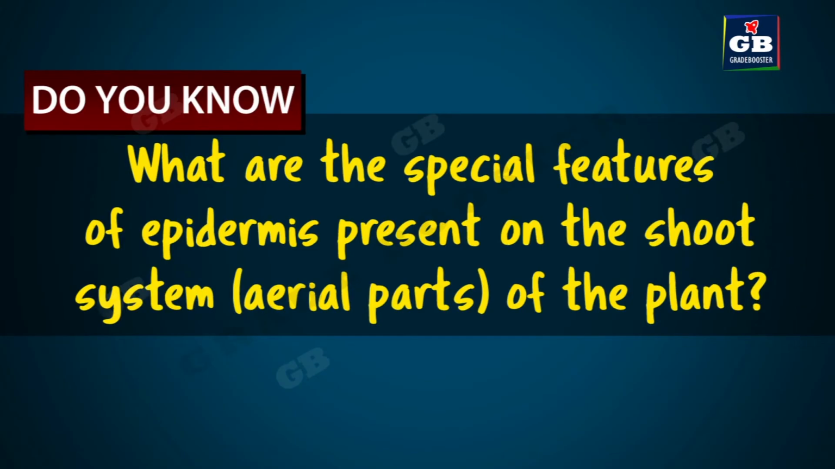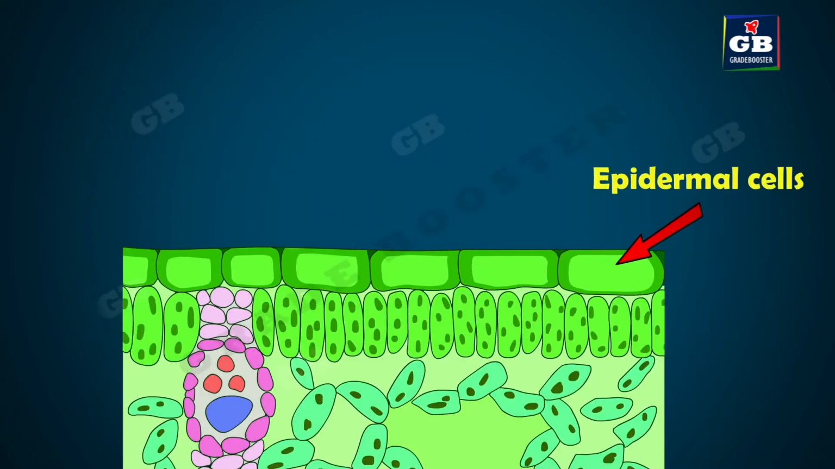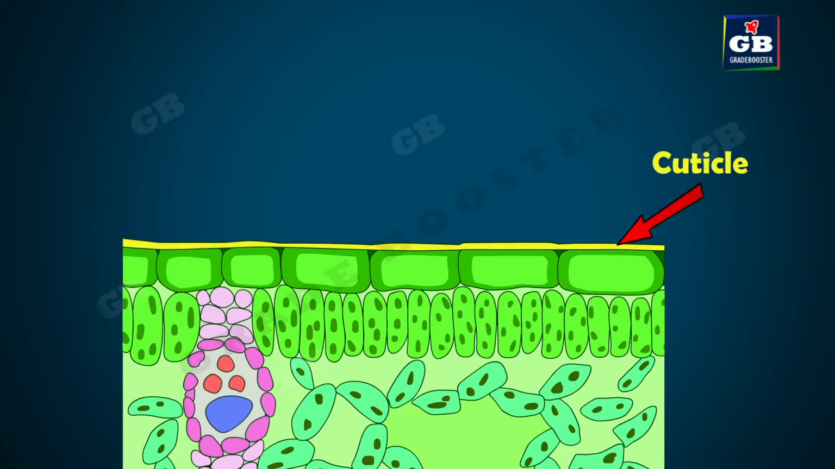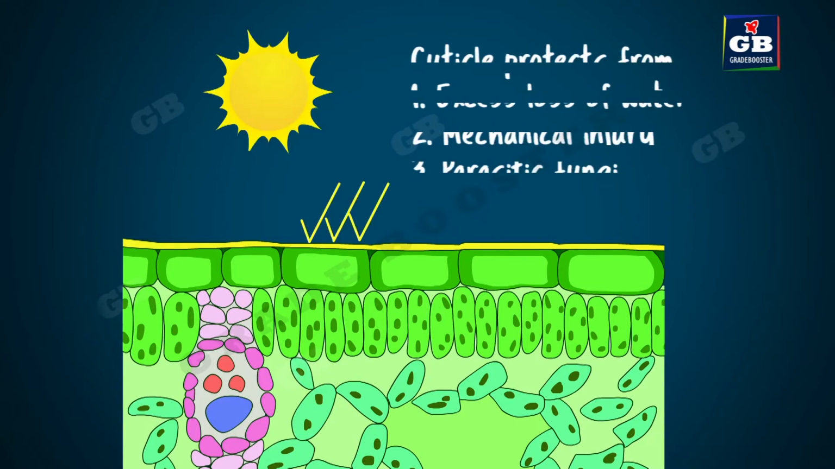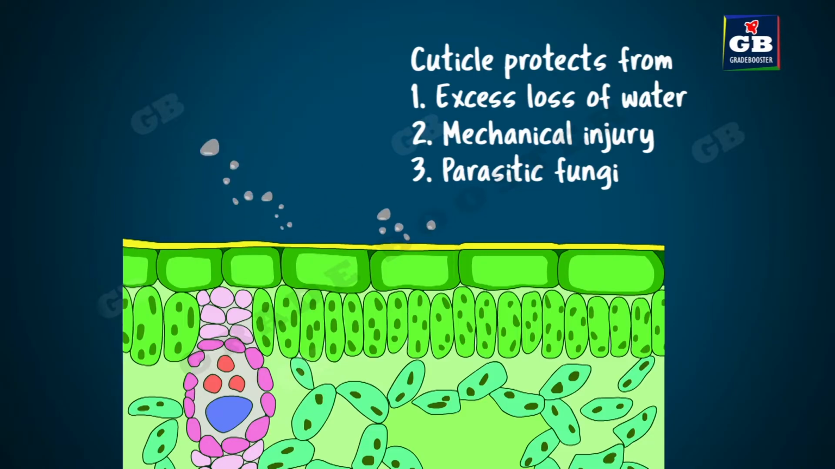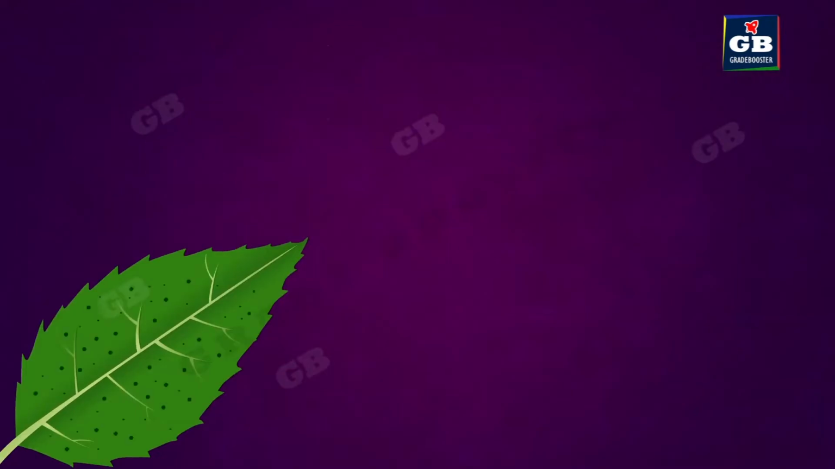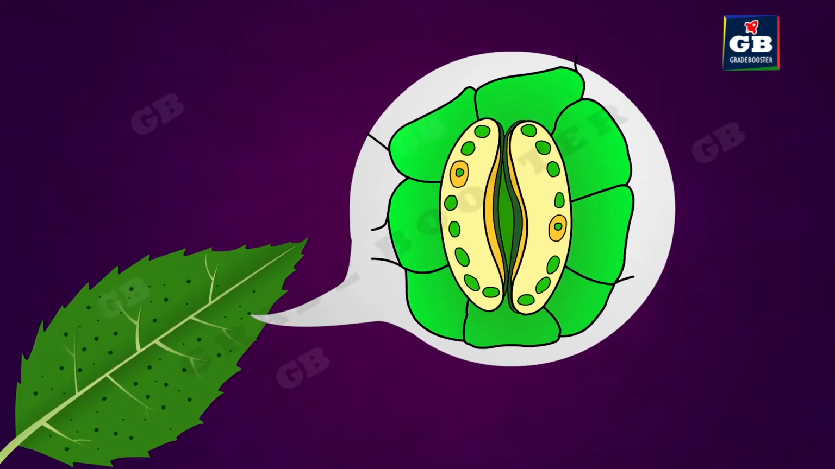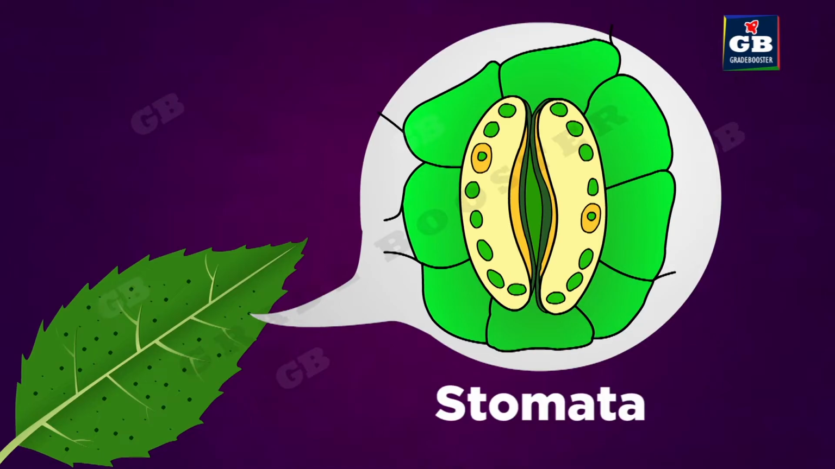What are the special features of epidermis present on the aerial parts of the plant, that is, the shoot system of the plant? The epidermal cells of the aerial parts of the plant secrete a waxy, water-resistant layer on their outer surface. This waxy layer is called cuticle. It protects the plant parts from excess loss of water, mechanical injury, and from parasitic fungi. Epidermis present on the leaf has small pores here and there. These pores are called stomata, and each stomata is protected by a pair of kidney-shaped guard cells.